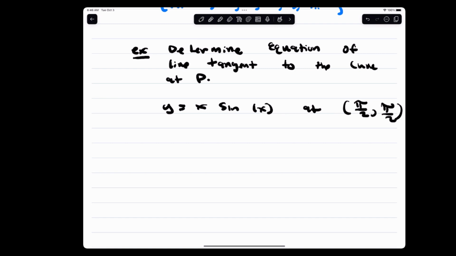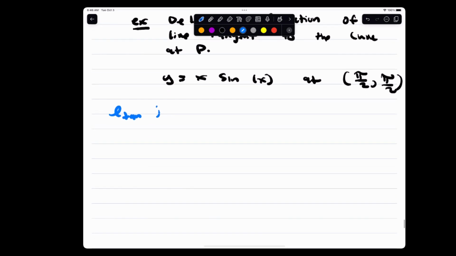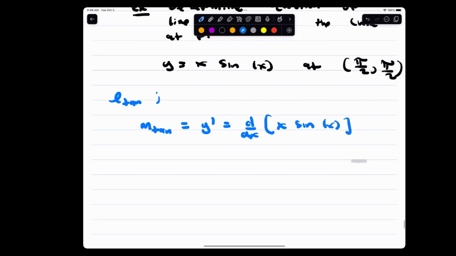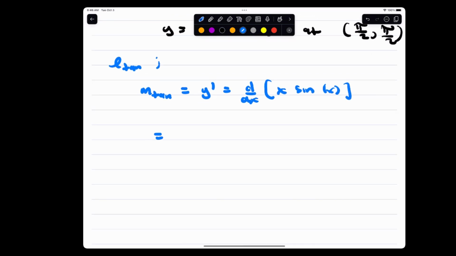Okay. So again, this is that tangent line situation. How do you guys get the slope? Do you guys remember? It's the derivative of y. So you take the derivative of x sine x. What kind of rule do you guys use for this? Is that the product rule?